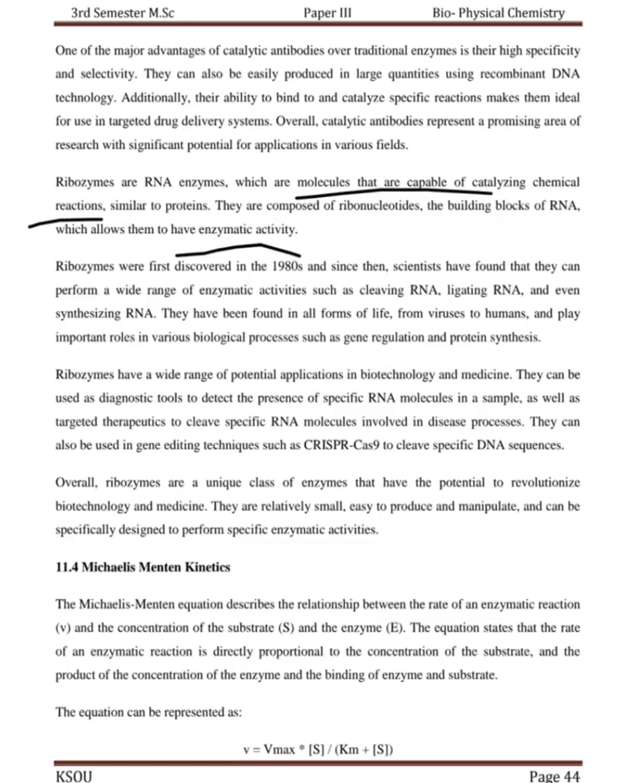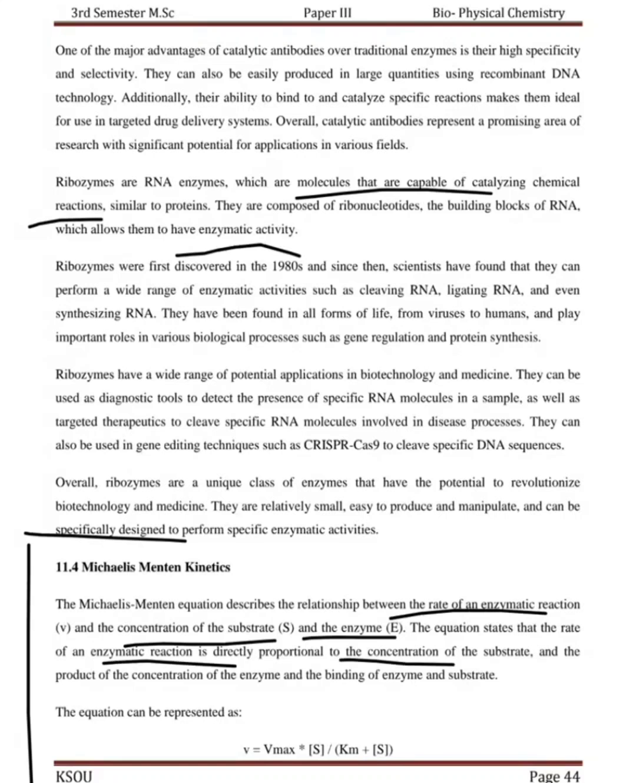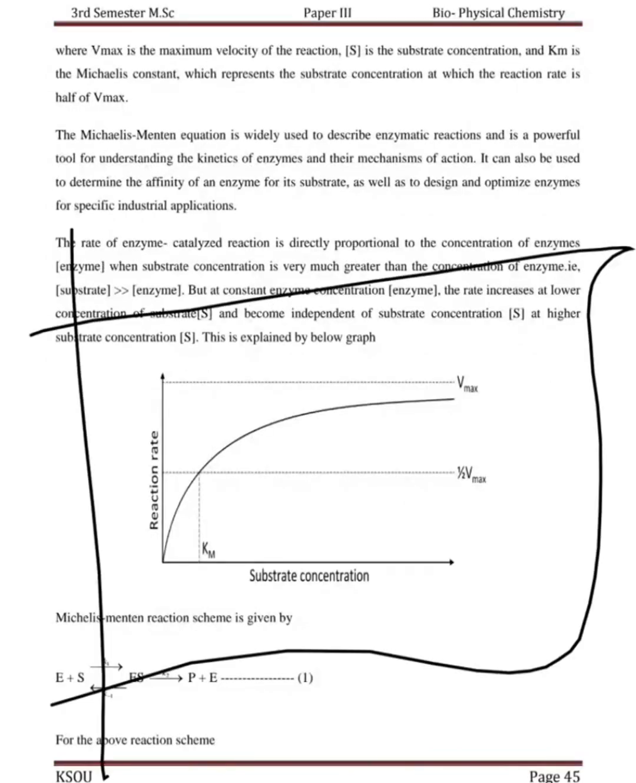So coming to the main topic, this is very much important. Michaelis-Menten kinetics. The equation describes the relationship between the rate of enzymatic reaction and the concentration of the substrate and the enzyme. This equation states that the rate of enzymatic reaction is directly proportional to the concentration of the substrate and the enzyme, and the binding of enzyme and substrate. So this definition I will explain here, in the plot.